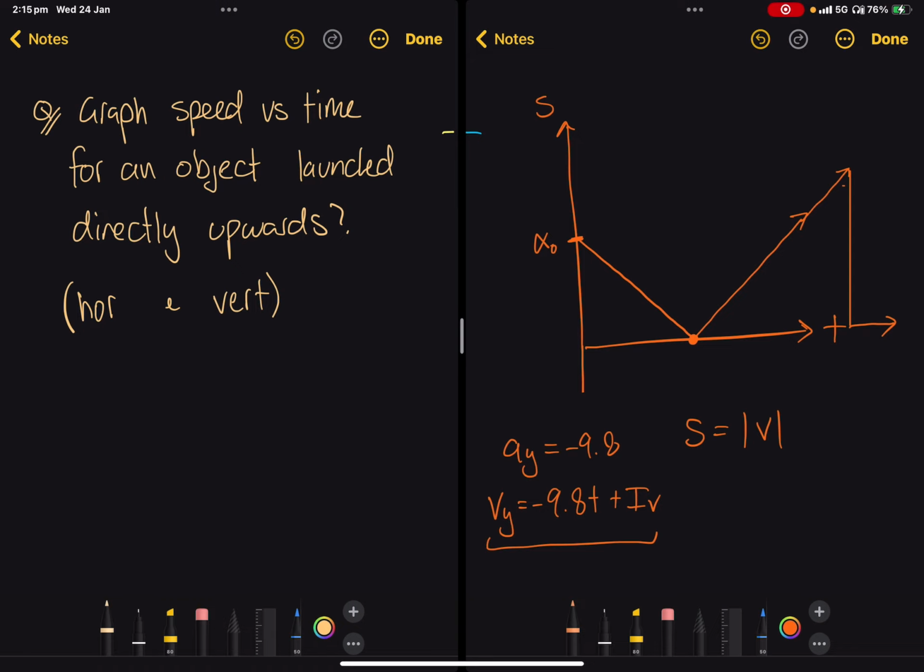So you will have a picture that looks something like this. Remember, the question did say speed versus time, not velocity versus time, so it does have to be all above the t-axis. If it was velocity, this line would go down here because it would become negative, but in this case we were asked for speed.